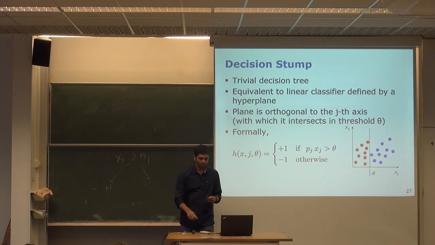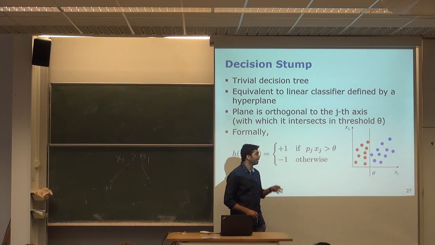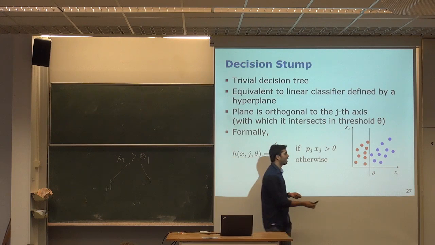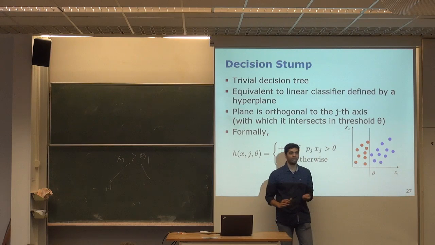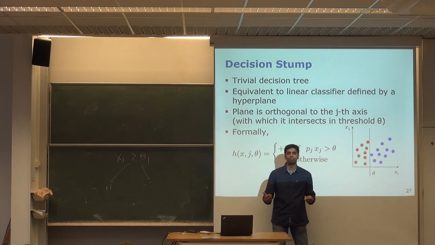If you plot this here, you have again two dimensions, x1 and x2, and we want to separate the red dots from the blue ones. In this case, a decision stump is sufficient. You just ask one question: is x1 greater than or less than this particular value theta? And then it's sufficient to separate the space. So this one line that we see here is a decision stump because it corresponds to one question.